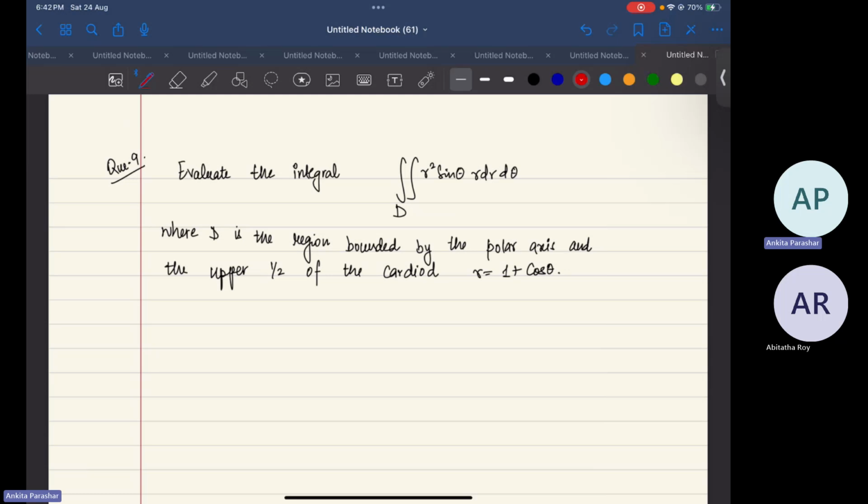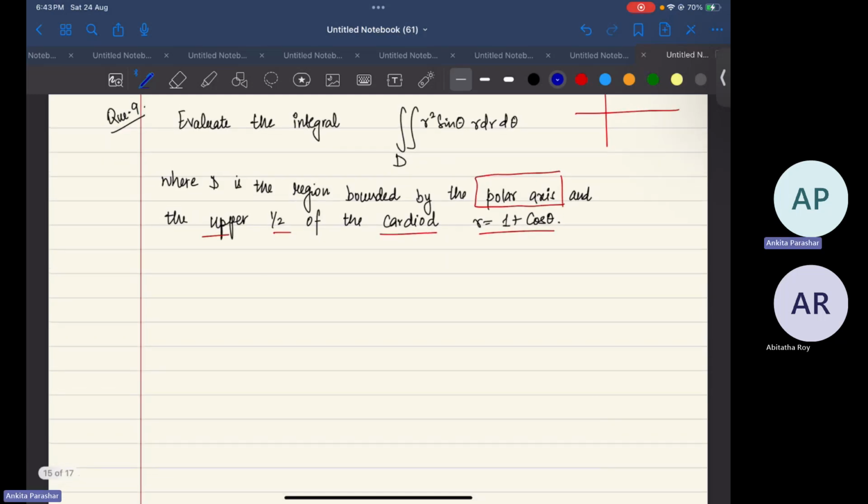Okay, here one has to again evaluate the integral, where D is the region bounded by the polar axis. Polar axis means we are in r and theta. It has to be also bounded by the upper half of the cardioid, which is r equals 1 plus cos theta. So before that, you have to see the graph. Unless you see the graph, there is no possibility to see the integral. Let me quickly tell you such kind of questions are sometimes important. You have to draw 1 plus cos theta in the upper half.